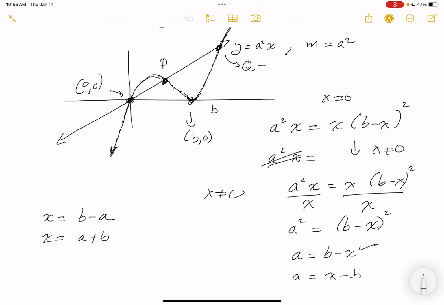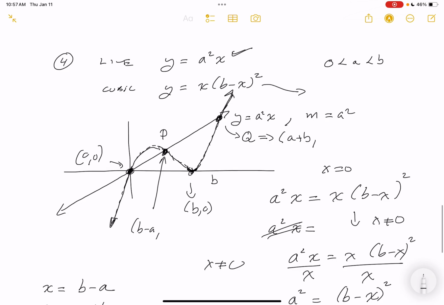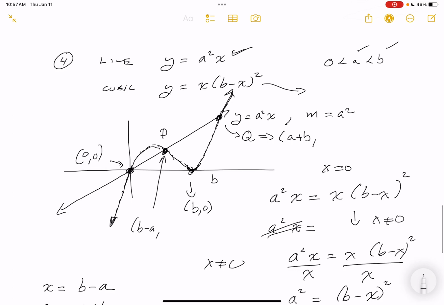Now look at the picture. The Q would have to have the bigger number, which is a plus b. We'll get the y value later, by the way. Now, this point over here is going to be b minus a. Let me go back up here and see. Yeah, that makes sense. b is bigger than a, so b minus a is a positive number. All right? Let's do this over here.